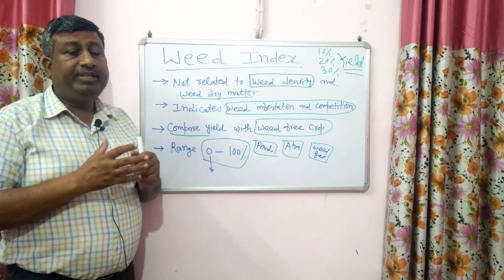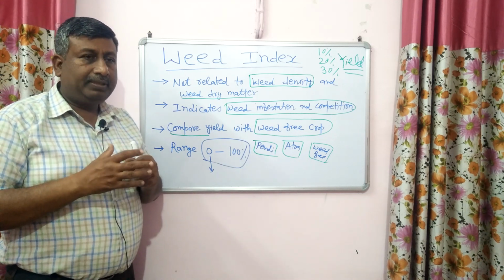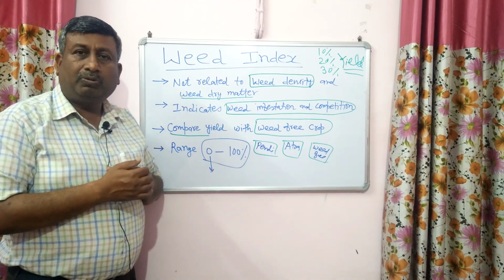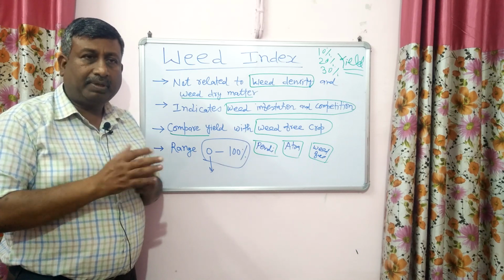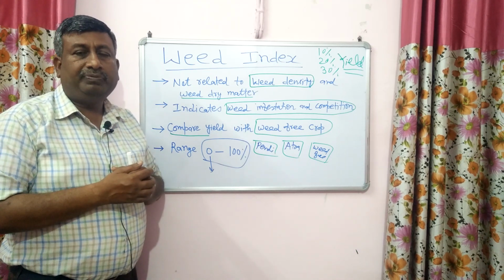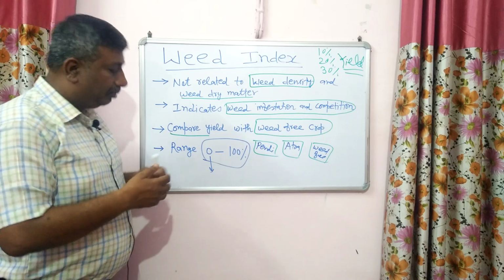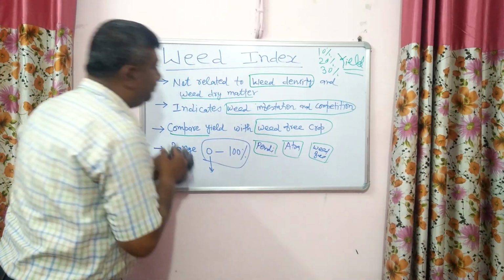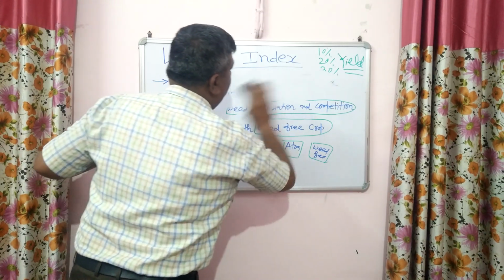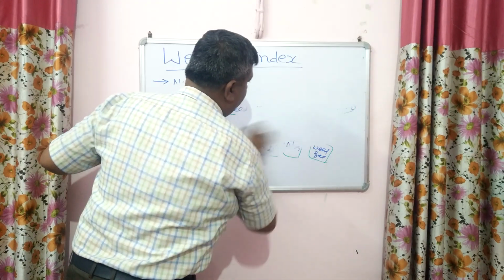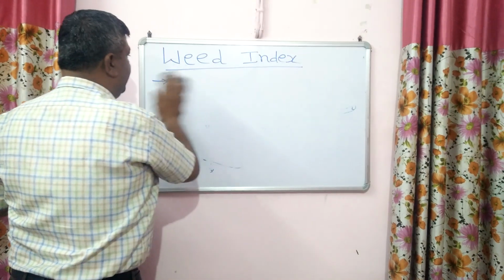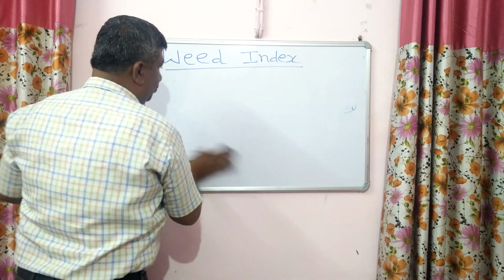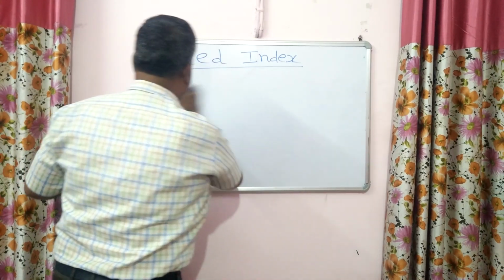So with the help of weed index, we can make an idea about the grain yield reduction, number one. Number two, idea about the weed competition. So how is it calculated? There is a video already uploaded about the weed control efficiency and weed index. You may watch this video in the numerical playlist.